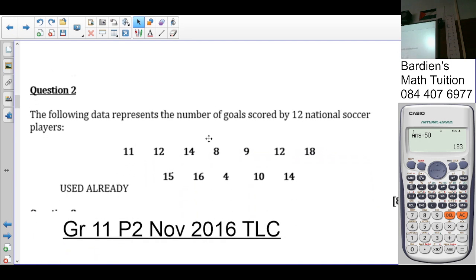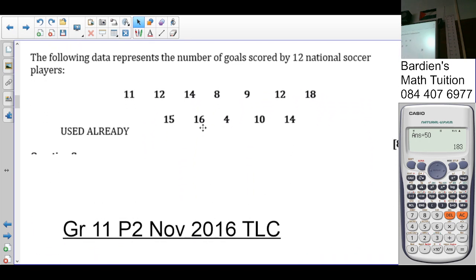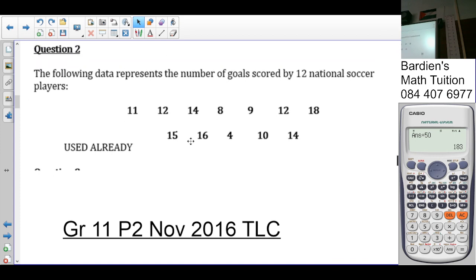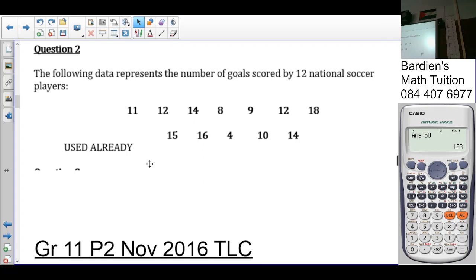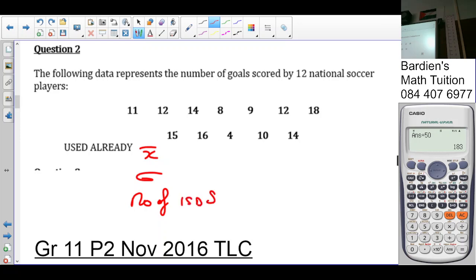Okay. In question 2, we are told that the following data represents the number of goals scored by 12 national soccer players. Now, here it's used already. I cut this question and I used it for another paper. But the questions around these values are normally to calculate the mean, the standard deviation, and how many players lie within one standard deviation of the mean. So I'm going to do that calculation.